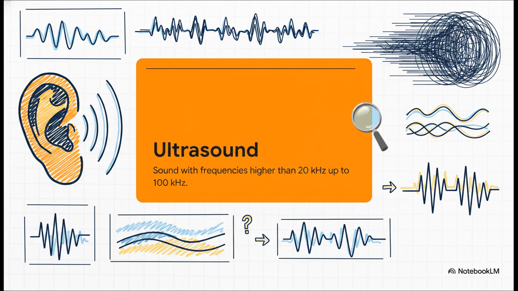A healthy human ear can generally only hear frequencies ranging from about 20 Hz up to roughly 20,000 Hz, or 20 kilohertz. Anything vibrating faster than that, sometimes rocketing all the way up to 100 kilohertz, well, that is defined as ultrasound. The waves are there, our biological receivers just can't pick them up.